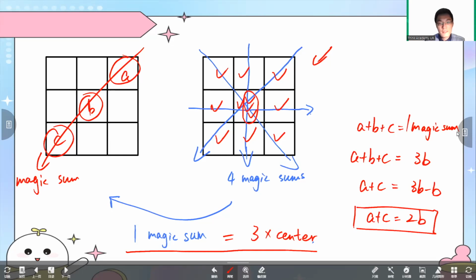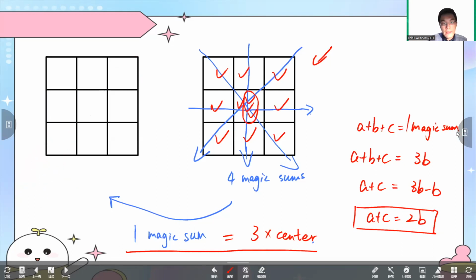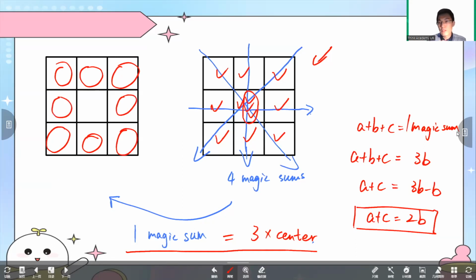Okay. So just to add up to the third key point, we can have this diagonal, the 2 numbers added up will be 2 times the center. These 2 numbers on the diagonal added up will be 2 times the center. These 2 numbers in the middle column, their sum will be 2 times the center. And these 2 numbers, the 2 numbers in the middle row, they add up to 2 times the center number.